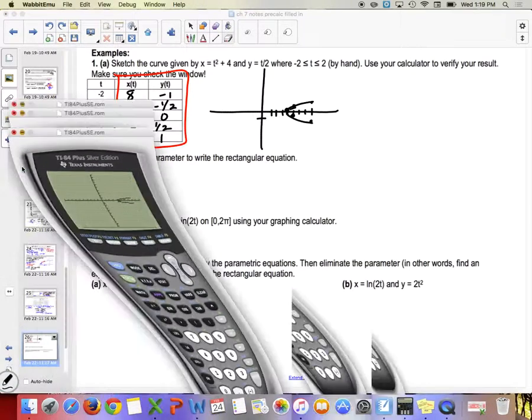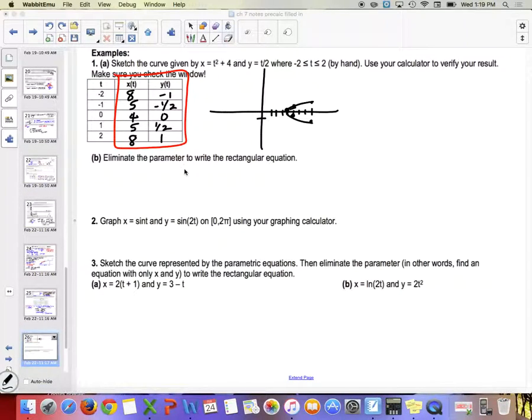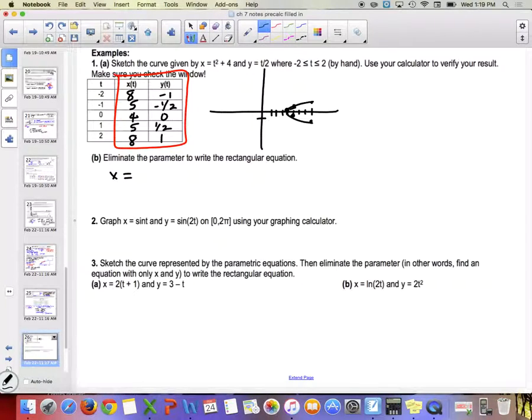All right, so what I'll be saying is I'll say things like eliminate the parameter to write the rectangular equation. If you're eliminating the parameter, you're going to take your x equals t squared plus 4, and your y equals t over 2, and you're basically going to solve the system of equations. For the y equals equation, do you guys see how it's really easy to get t by itself? That's what we want to do. You always want to get t by itself. So t is equal to what? 2y. Do you guys see that?